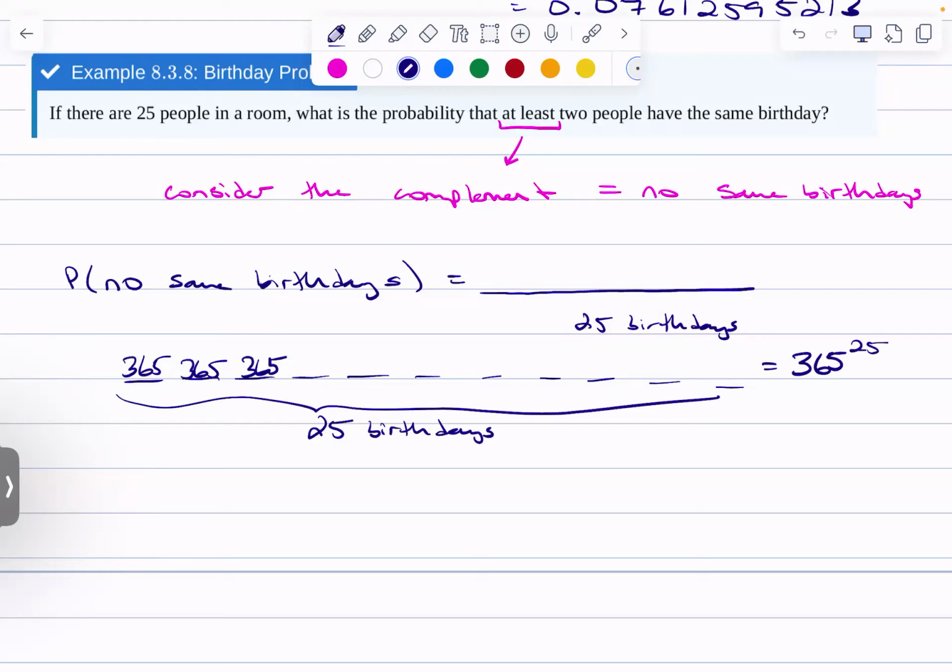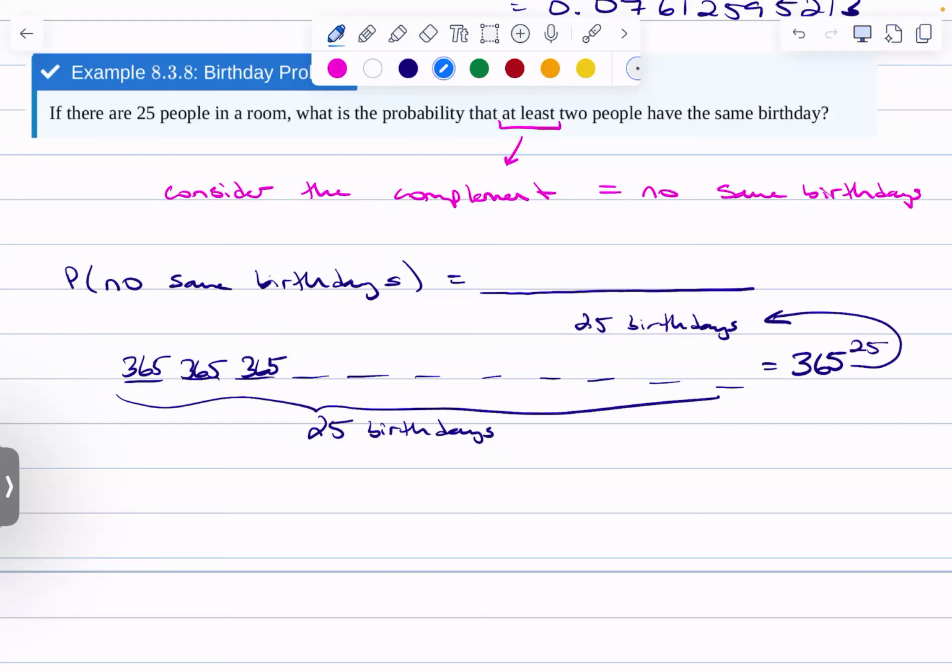It's quite large, but the calculator is still doing it. Let's just keep it at 365 to the power of 25. That's going to be our denominator, all the possible birthdays. That's if they're allowed to have all the same birthdays. We're not restricting it in any way.